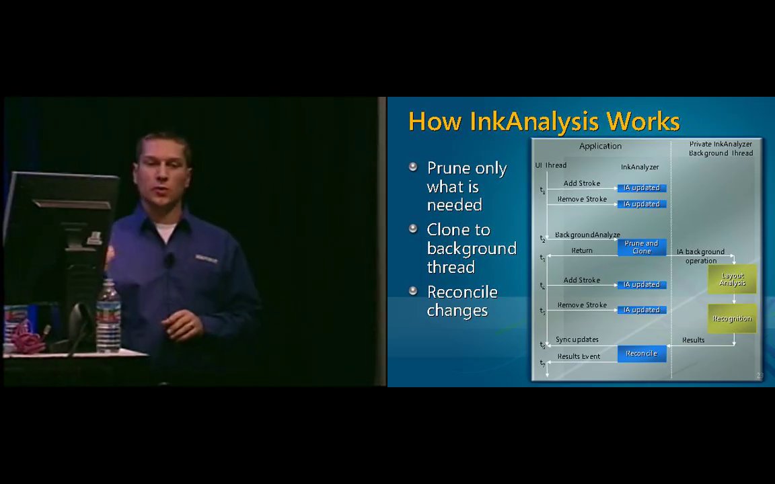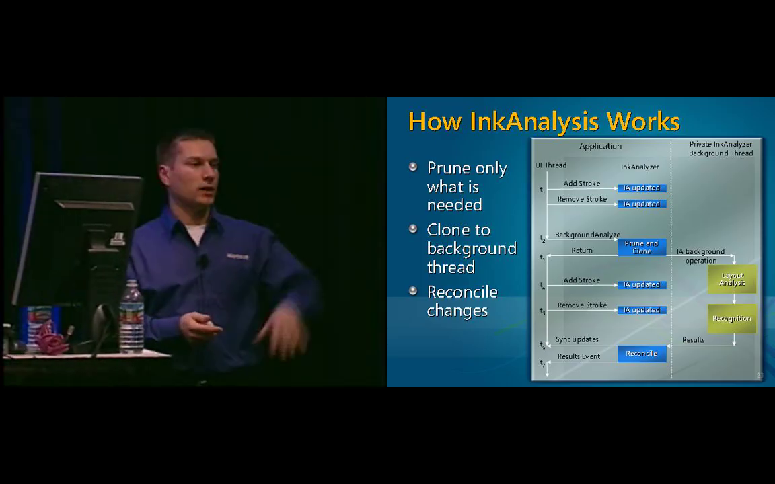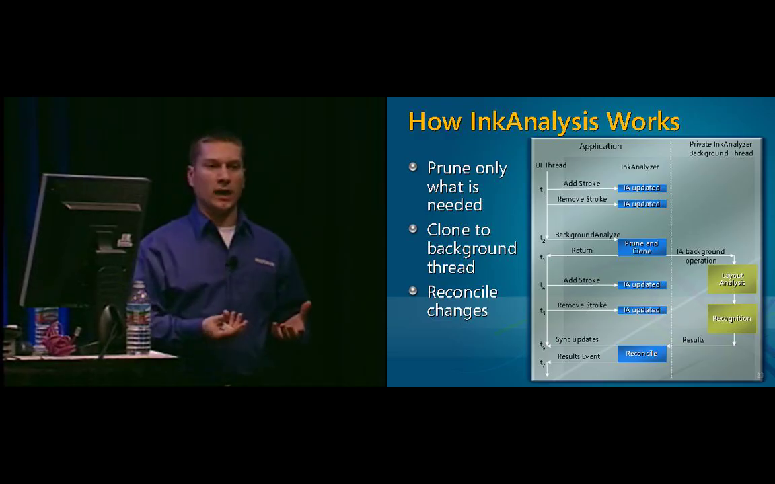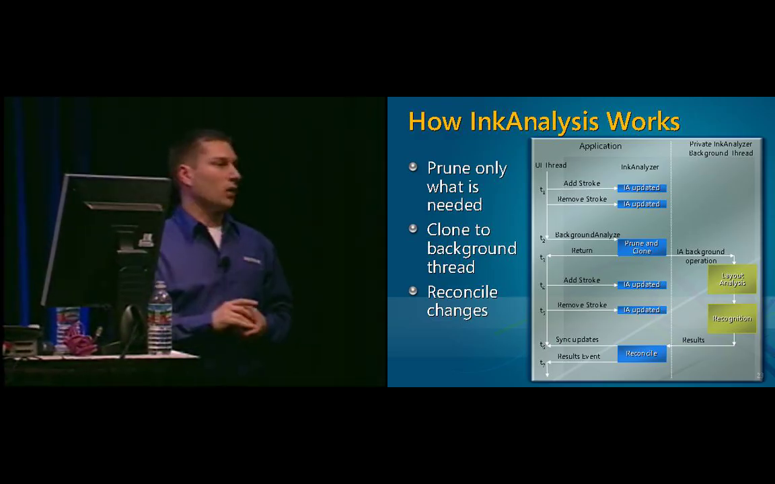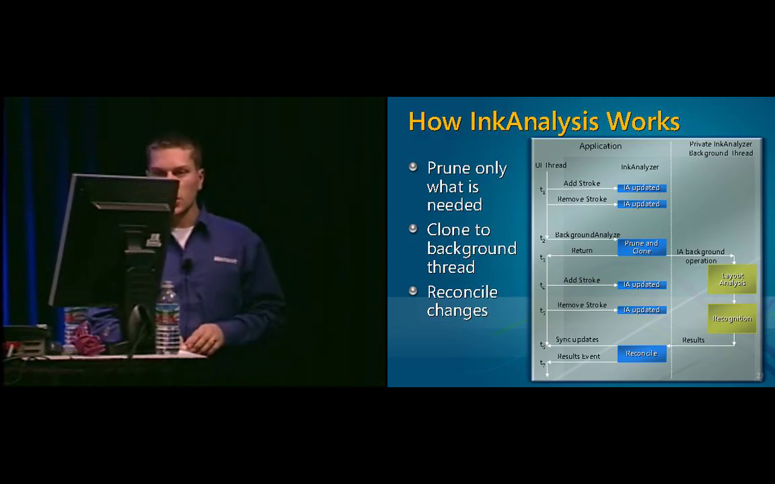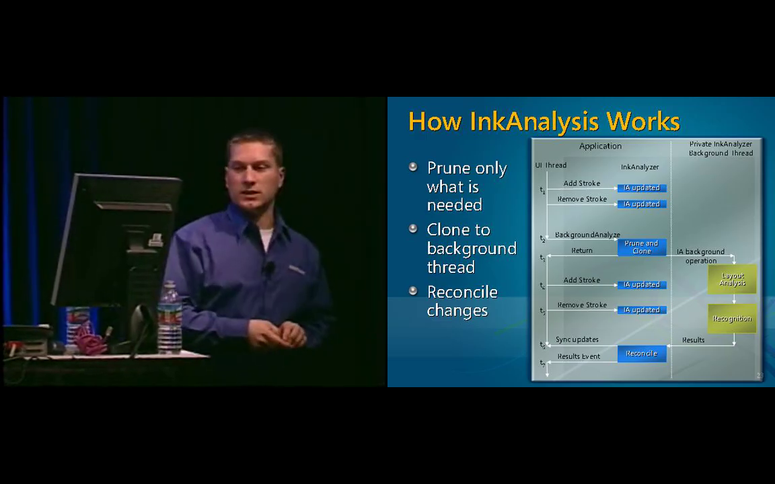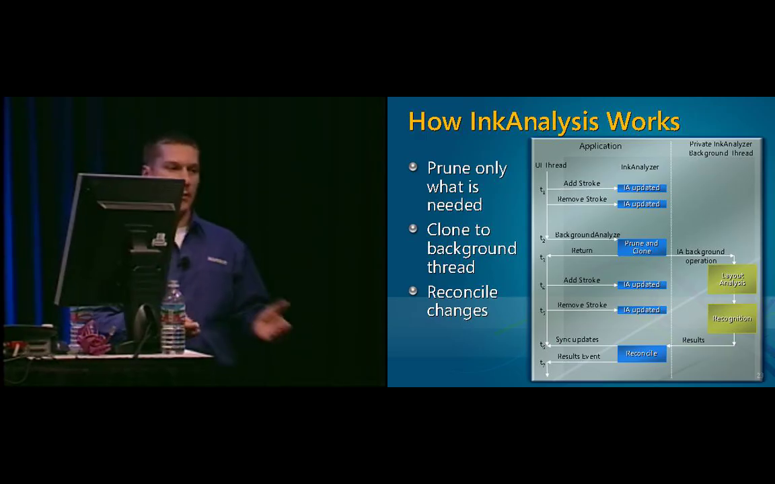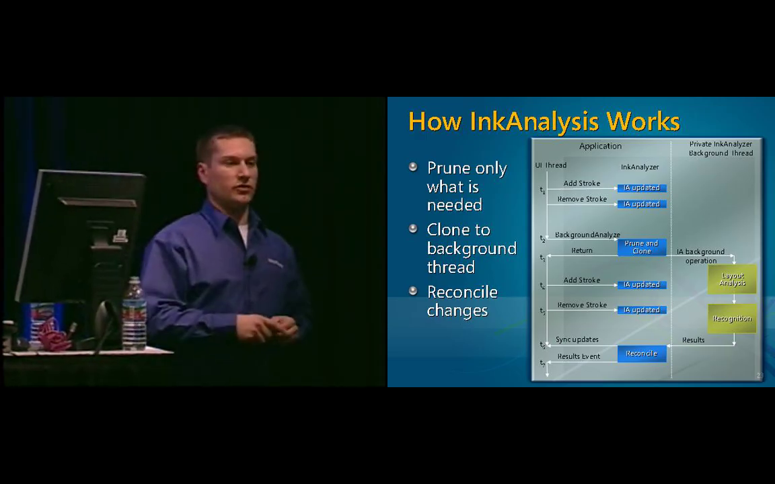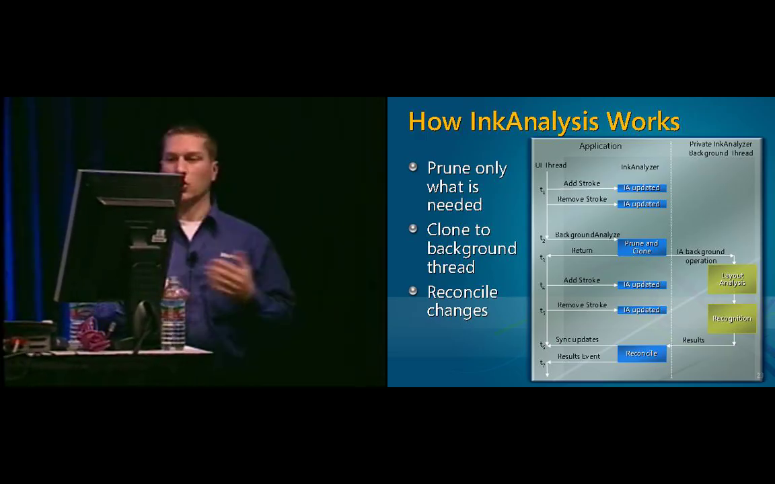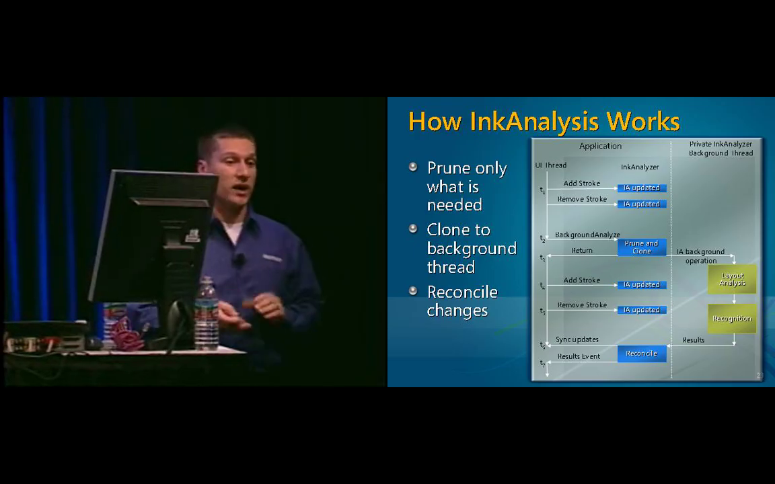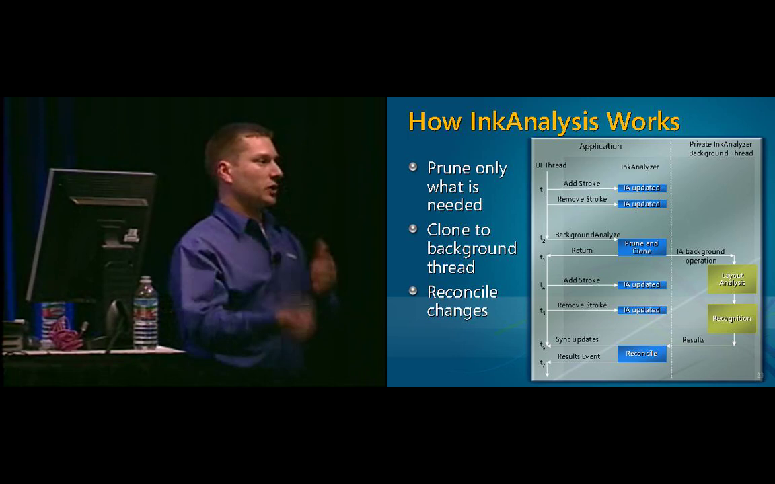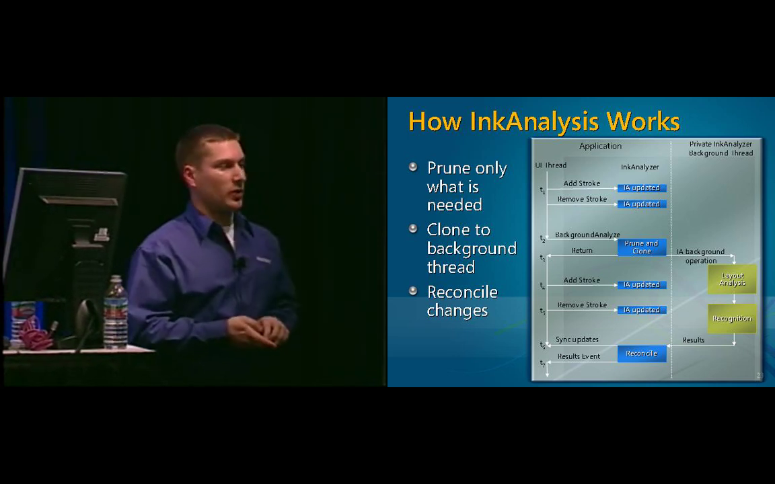UI thread. So what this diagram represents is, on the left-hand side, we've got the application's UI thread and an analyzer. On the right-hand side, we've got our background thread. Time progresses down this diagram. As the user's adding stuff to their application, we sync to that stroke event. You tell us that the user's added a stroke or removed a stroke, and we keep track of that. Then at a time that's convenient for the application, you just call that background analysis operation.